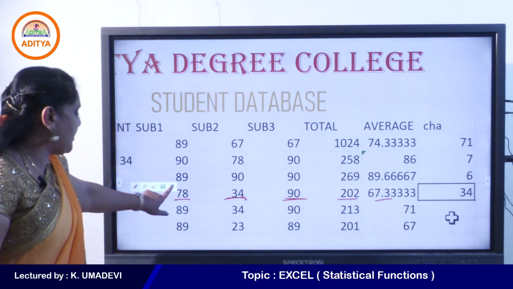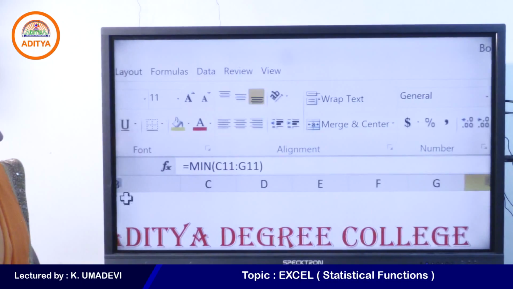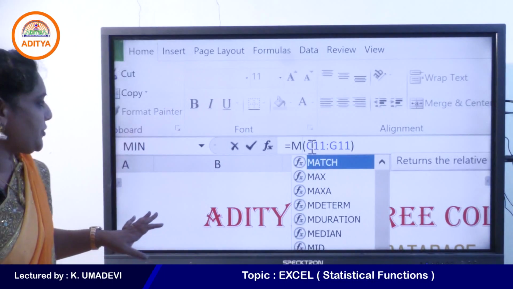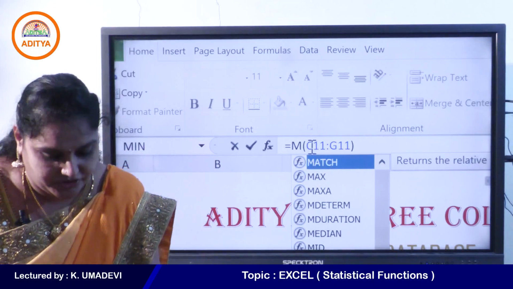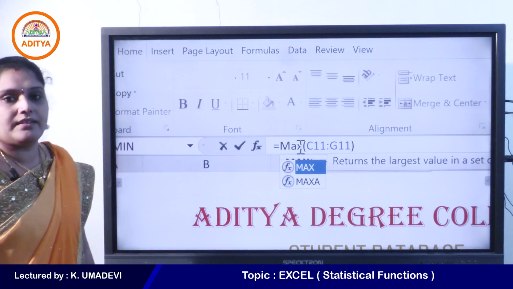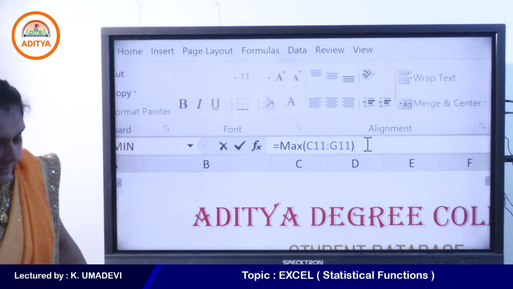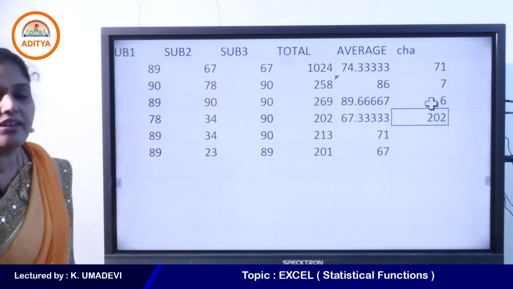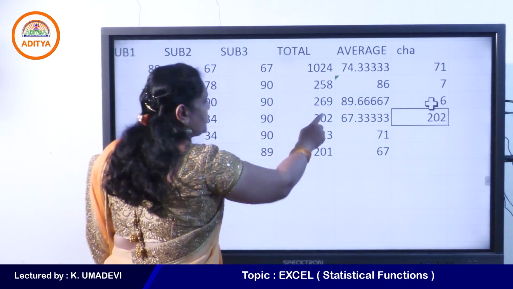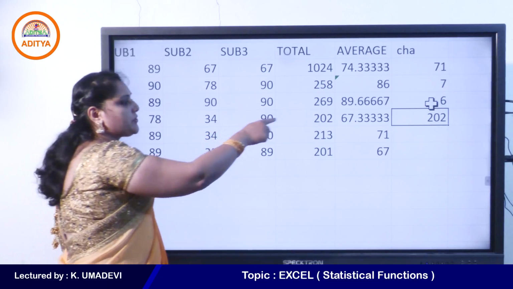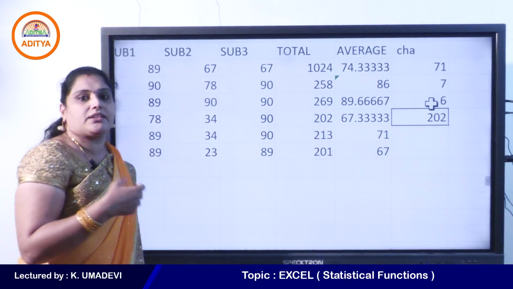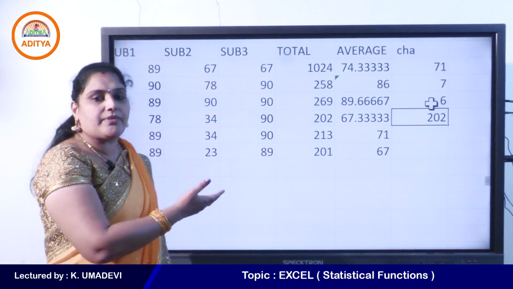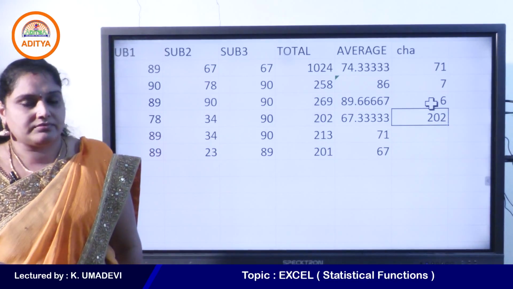I'll just change the min to max, right? Again, I want to find the maximum value for the same selection. So what is the result? 202. So the maximum value in our selection is 202. 34 is the minimum value, 202 is the maximum value. If you want to find the minimum and maximum values for a group of numbers, we simply use the min function and max function. Clear, students?